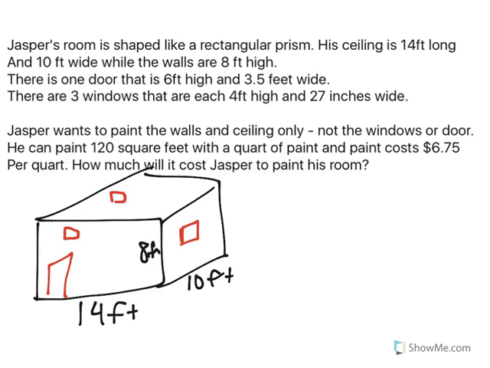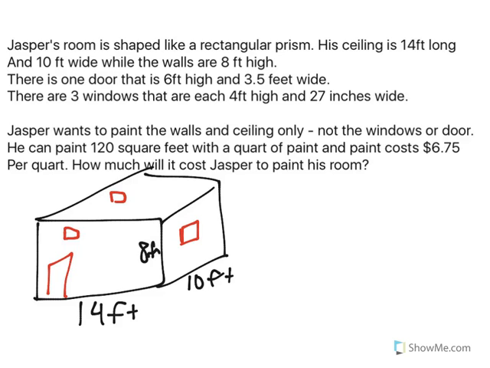Now Jasper wants to paint the walls and the ceiling only, but not the windows or the door. He knows that he can paint 120 square feet with 1 quart of paint, and each quart of paint costs $6.75. So ultimately, how much will it cost Jasper to paint his room? Now, this is a multi-step problem, right? There's actually just a ton of steps.